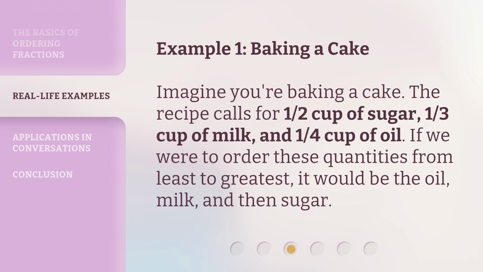Example 1. Baking a cake. Imagine you're baking a cake. The recipe calls for 1/2 cup of sugar, 1/3 cup of milk, and 1/4 cup of oil. If we were to order these quantities from least to greatest, it would be the oil, milk, and then sugar.